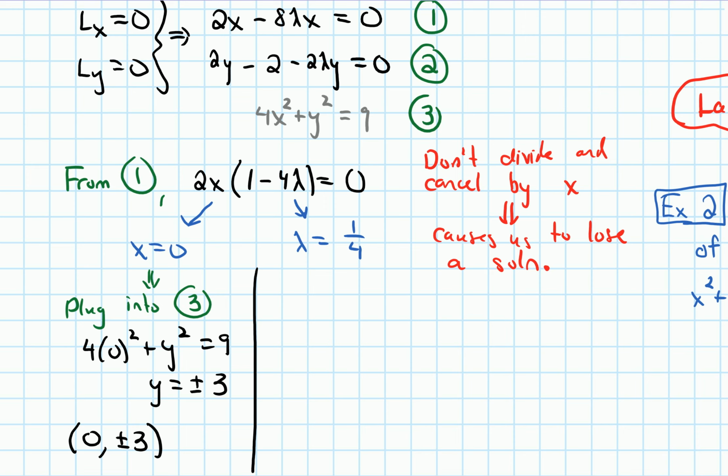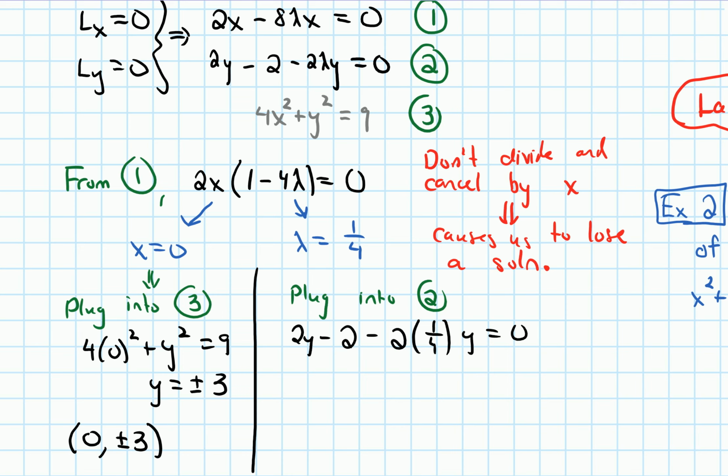Okay, so now let's look at the other case where lambda equals 1/4. So because we know what lambda is, let's plug it into the other equation that has lambda, which is equation 2. Let's plug this into equation 2, and that will give us 2y minus 2 minus 2 times lambda, so 1/4, times y equals 0.